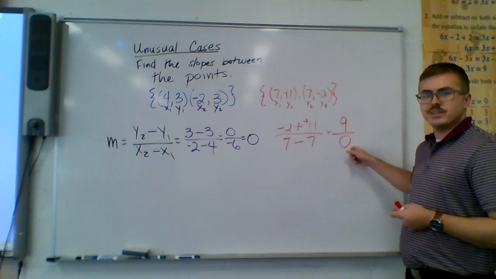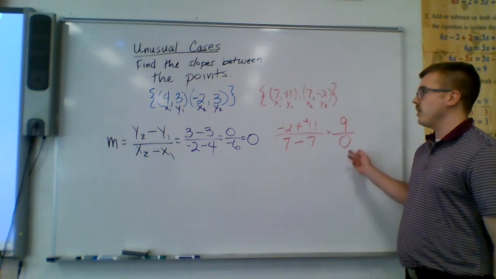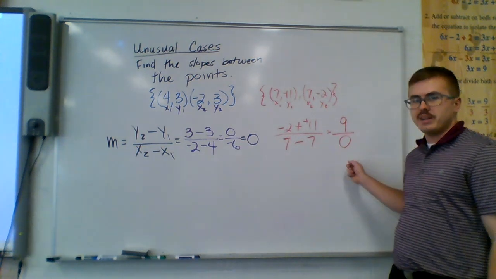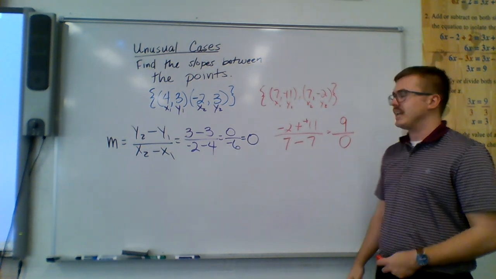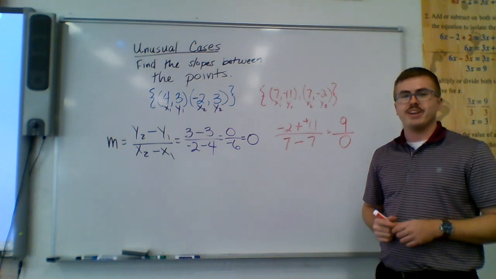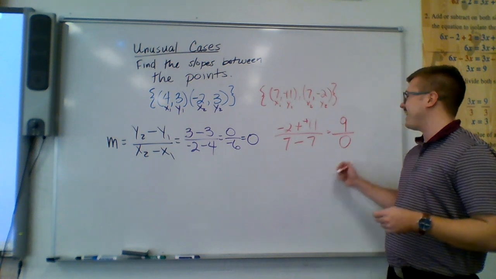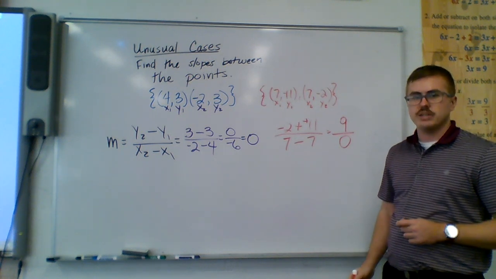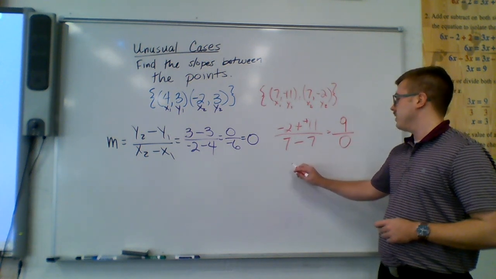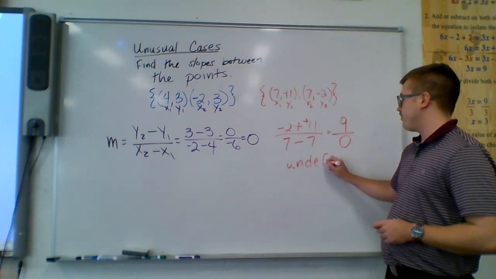Any number divided by 0. If you aren't sure which is which, just type it in your calculator and see what you get. If you type in 9 divided by 0 in your calculator, it'll come up with an error message. That's because we can never divide by 0. So in this one here, this one would be undefined.